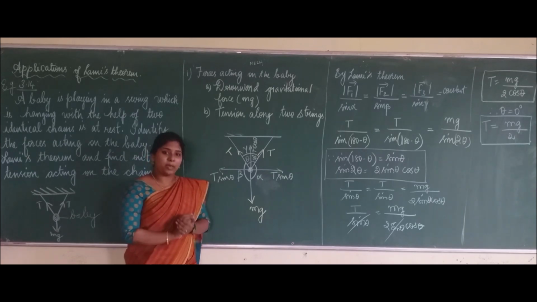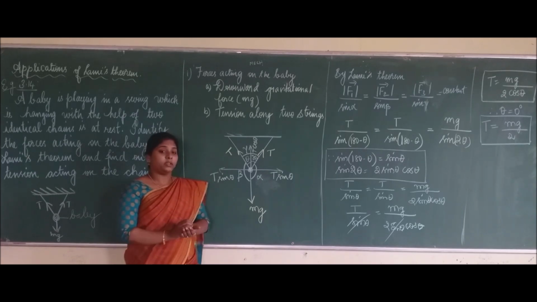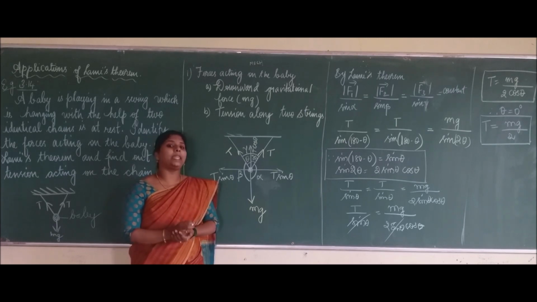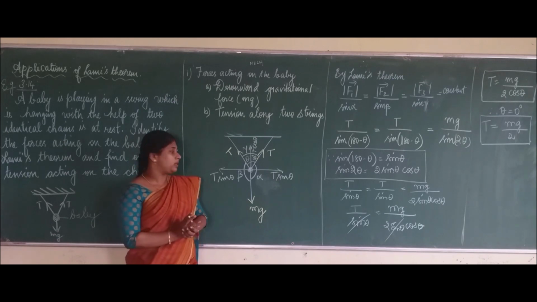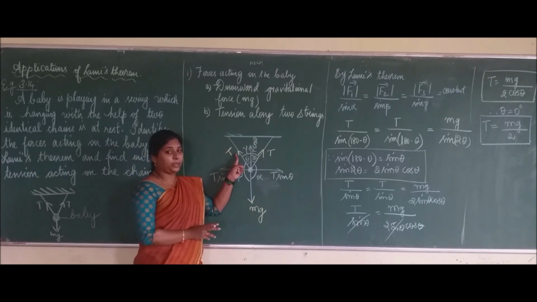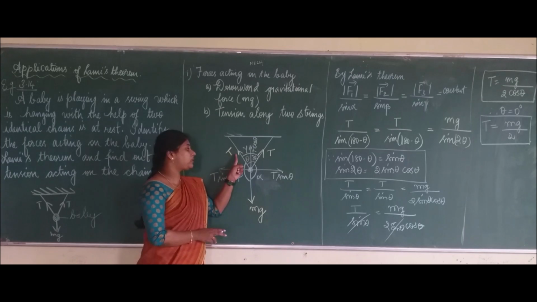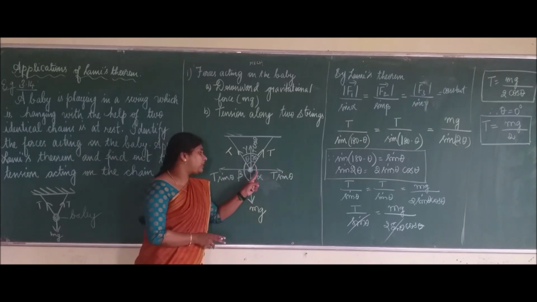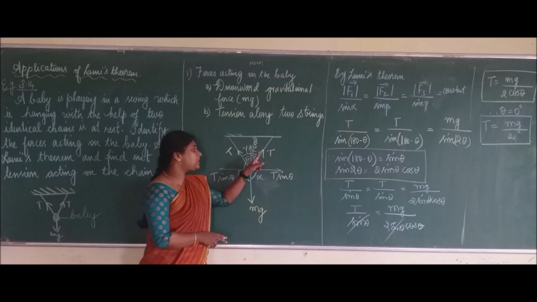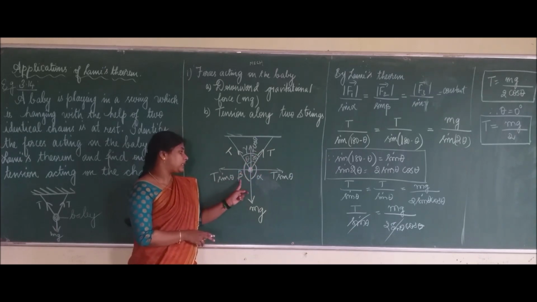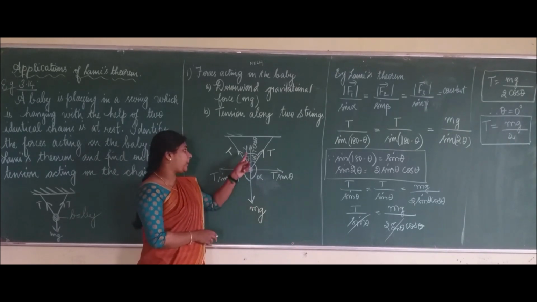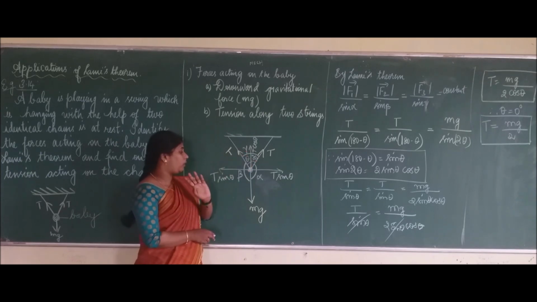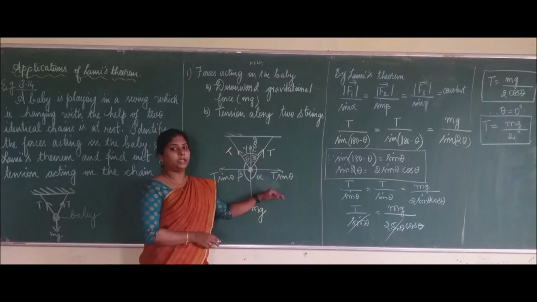By using Lami's theorem, we know the formula. The magnitude of each force is directly proportional to the sine of the angle between the other two forces, right? So here this tension force is nothing but the F1 force. This tension force is directly proportional to sine of this angle, that is alpha. And this tension force is directly proportional to sine of this angle, that is beta. And this mg force is directly proportional to sine of angle gamma here. So we have to find out the tension now.